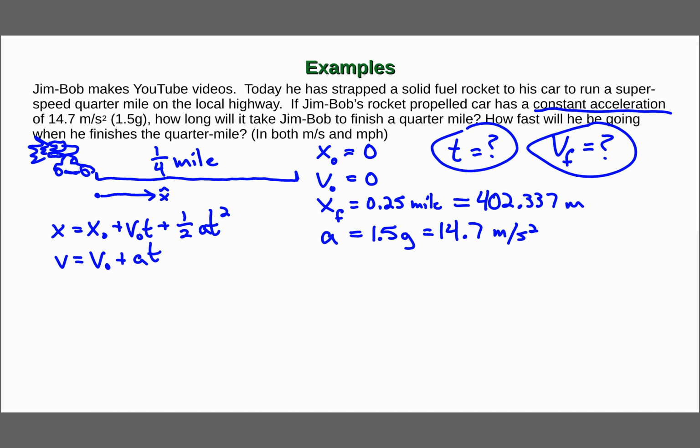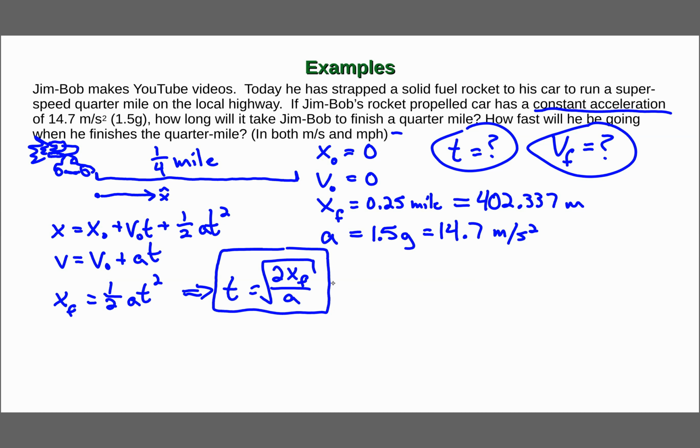So converting these equations to something that makes sense for our physical problem, putting in our variables, we know that x naught and v naught are both 0. So x final equals 1/2 a t squared. And that means that t equals the square root of 2xf over a. And this is the answer to the first question, right? What does t equal? It equals this.